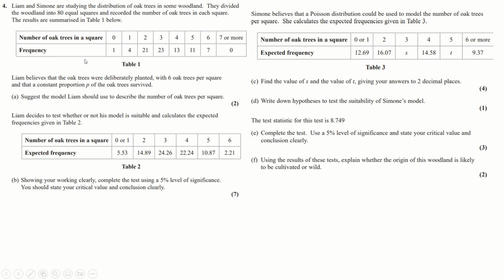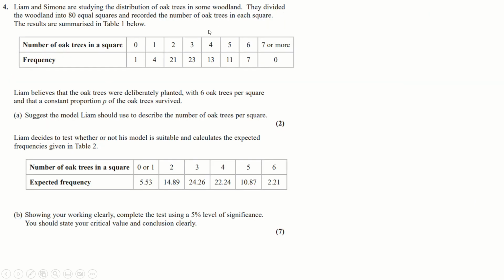Good. Question number 4 then is about trees in a wood. These two people divide the woodland into 80 equal squares and record the number of trees in each, and you get this table here. Liam believes they're deliberately planted with 6 per square and a proportion p that have survived. So this looks like a binomial. They planted 6 and p of them are still alive. So that's going to be x distributed binomial with 6 comma p.